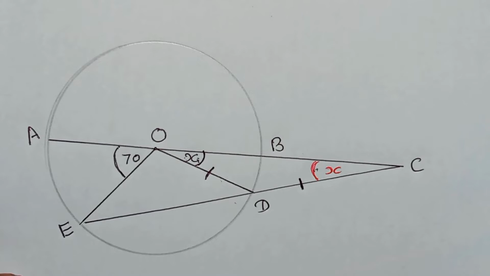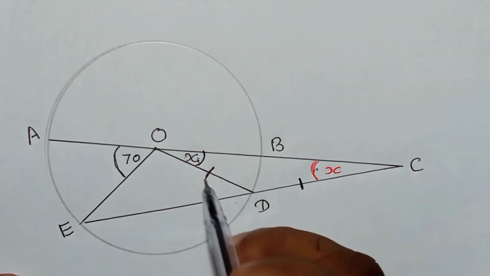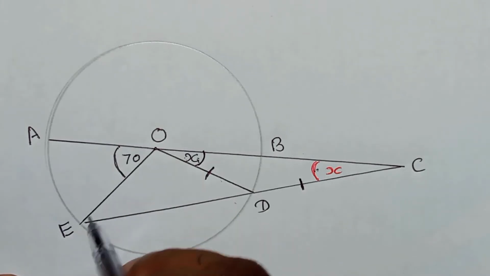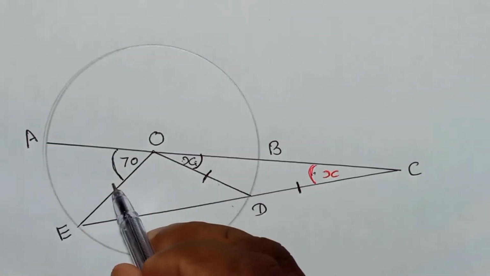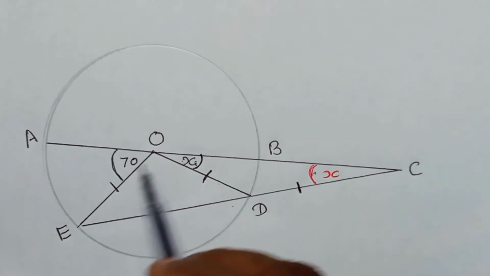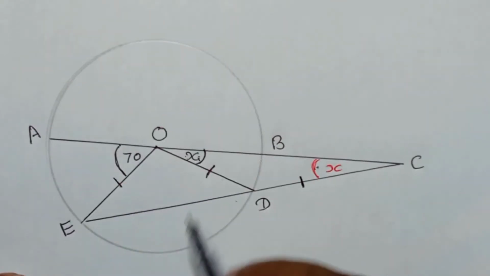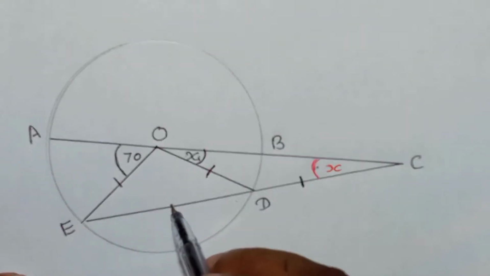Okay. And not only that, OD and OE are also radii of the same circle. So OD must be equal to OE, for the reason that they are radii of the same circle. So these two are equal, right? That also we can mark.